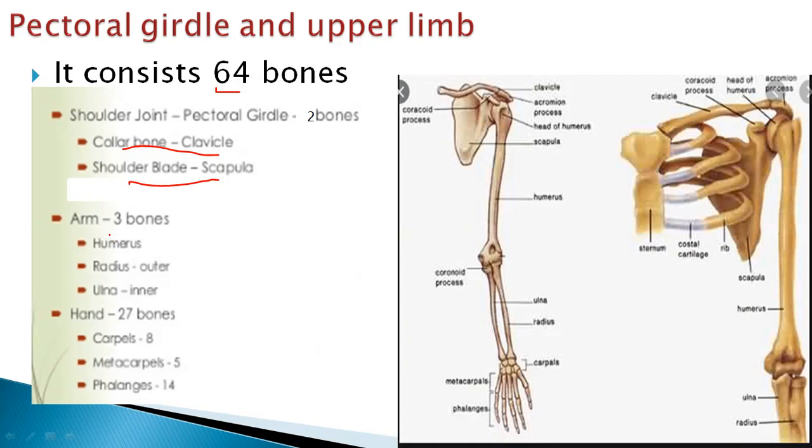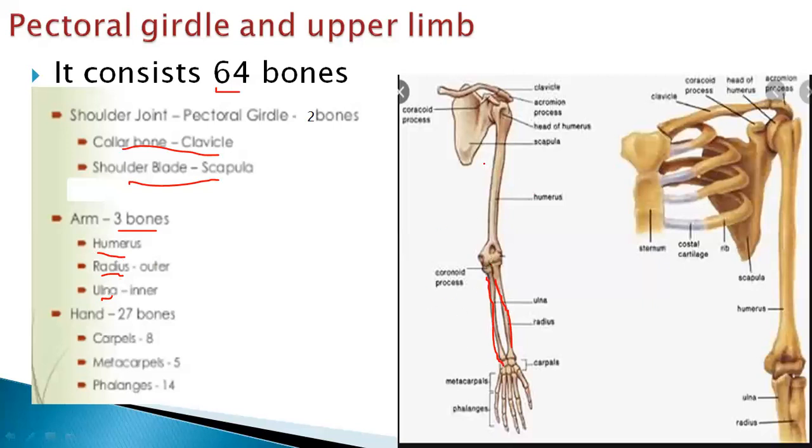Then the clavicle and scapula are paired, so they are two bones, but now two twos are four. There are four bones all in all. So if we talk about arms, there are three bones in the arms. We know that is humerus, radius, and ulna. Radius is the outer one, and ulna is the inner one. We can say this is a thumb, so radius is at the thumb side, and this is ulna in the inner side. So this is humerus.